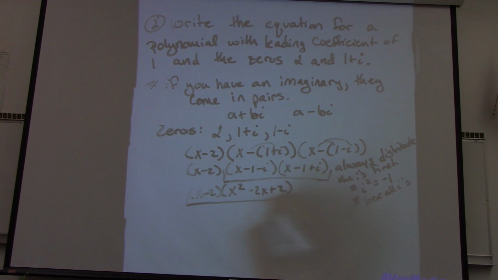Your second task then is to go ahead and distribute once again the x minus 2 into this parenthesis. So again, I'm going to take the x times all 3, negative 2 times all 3. If you combine like terms, you would end up with x to the third minus 4x squared plus 6x minus 4.